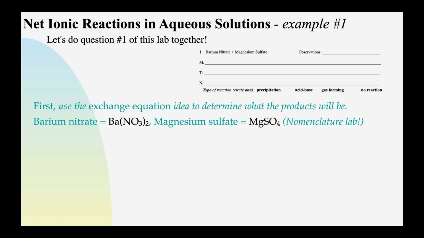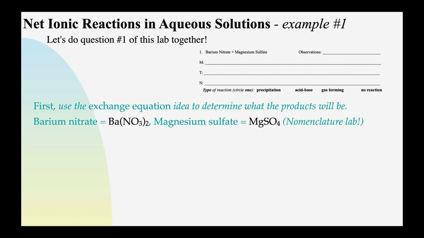Sulfate is SO4 2-, another polyatomic. So you would write this out MgSO4. No parentheses around that polyatomic because there's only one. If this is still a little unclear to you, I encourage you to go back and look at the nomenclature lab where we talked about the different ions and pieces that go in, stuff like that.